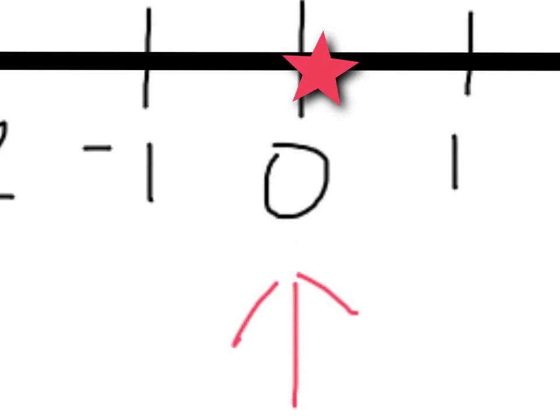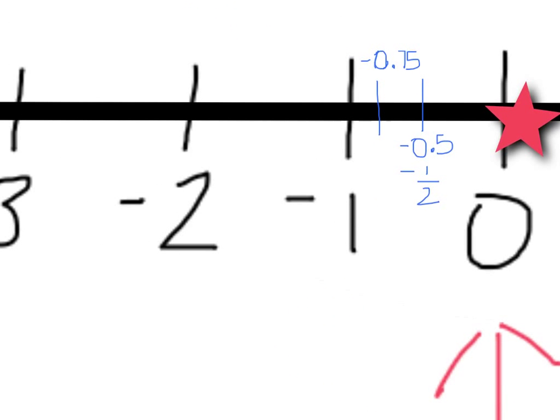So in between, say, 0 and 1, in between 0 and negative 1, we have negative 0.5, or negative 1/2. And then going a little closer to 1, we have negative 0.75. Let's work our way to the left a little bit here.